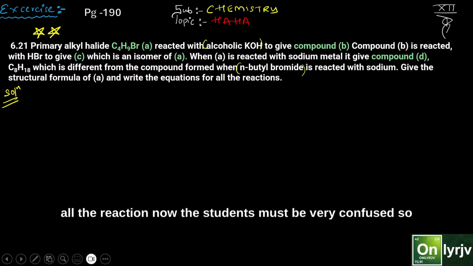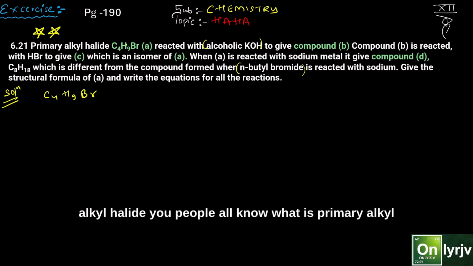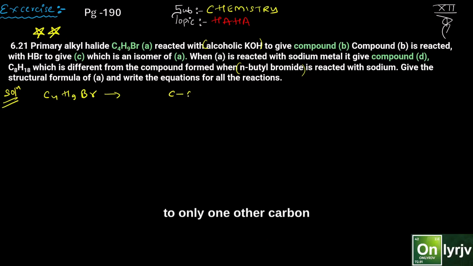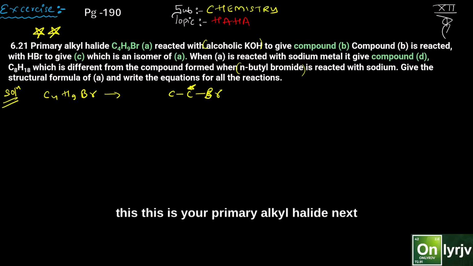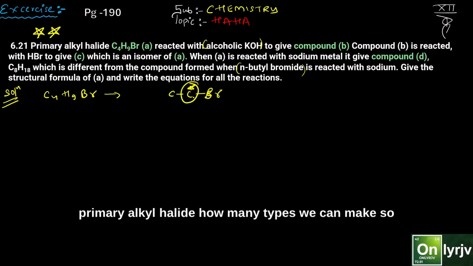Now the students must be very confused. So let me just draw it first. C4H9Br. Now they are saying it's the primary alkyl halide. You people all know what is primary alkyl halide. The carbon which is attached to bromine is attached to only one other carbon. This is your primary alkyl halide. Next it can be attached to how many carbons we don't know, but we are talking about this carbon. Now C4H9Br, primary alkyl halide.